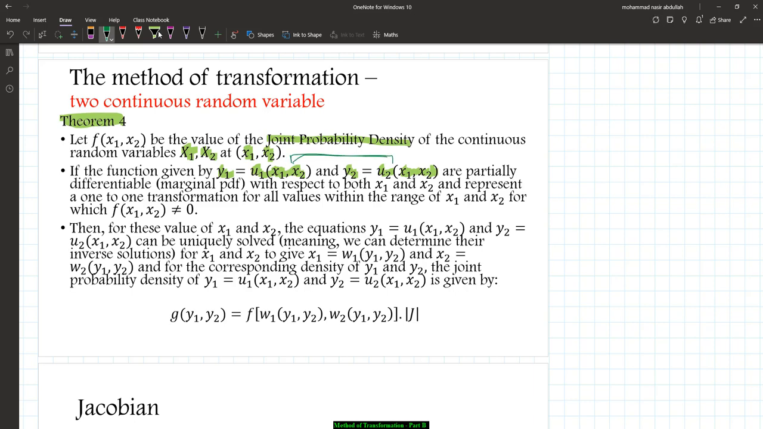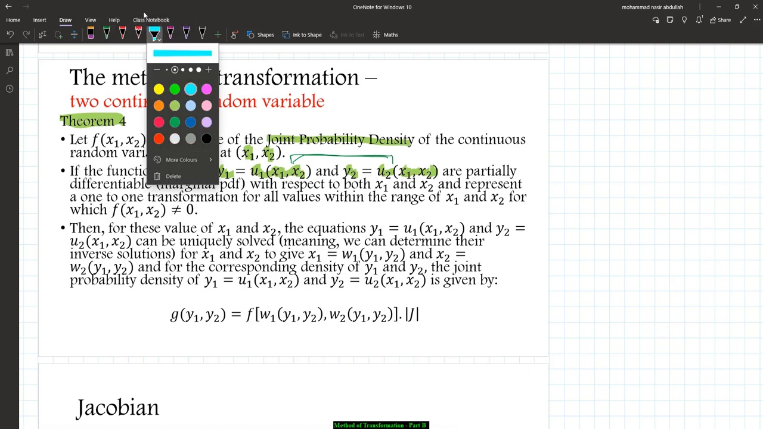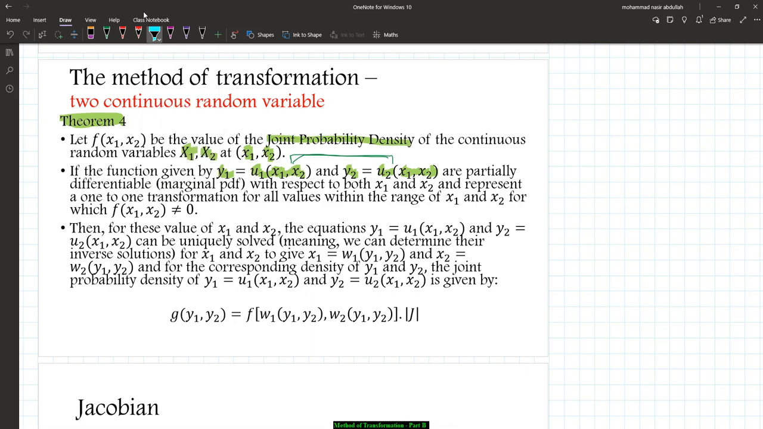They are two new random variables, partially differentiable, which means we can get a marginal PDF. So I hope you know how to get a marginal PDF. With respect to both x1 and x2, they represent a one-to-one transformation for all values within the range of x1 and x2. Then this is the point they want to mention: for these values of x1 and x2, the equations of y1 and y2 can be uniquely solved, right? Meaning we can determine their inverse solution, to give x1 equal to w1 and x2 equal to w2.